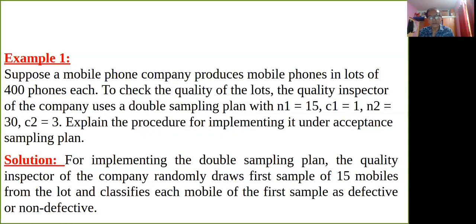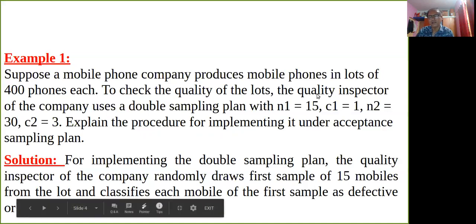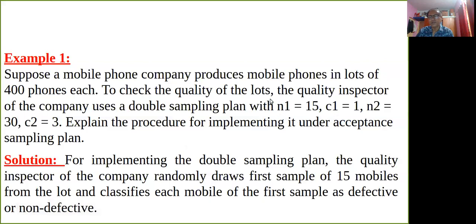For implementing the double sampling plan, the quality inspector of the company randomly draws the first sample of 15 mobiles from the lot of 400 and classifies each mobile of the first sample as defective or non-defective. So this is the first step: the first sample consists of N1 samples, N1 equals 15, so we need to draw 15 samples from a lot of 400 phones. First we need to pick these 15 items randomly from the lot, and it will be the first sample.